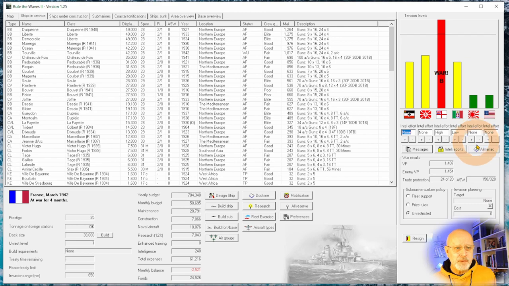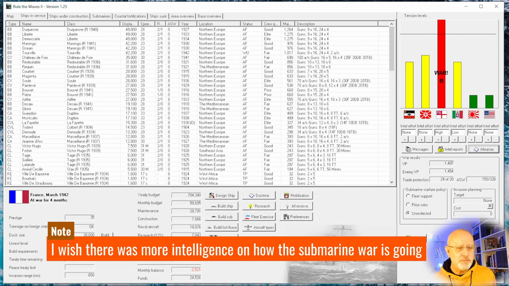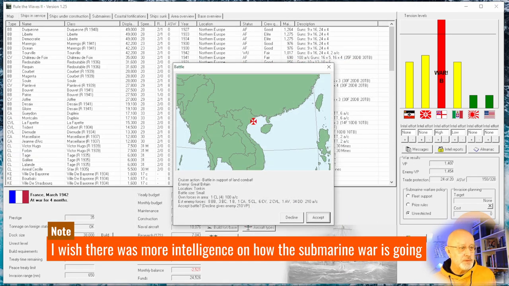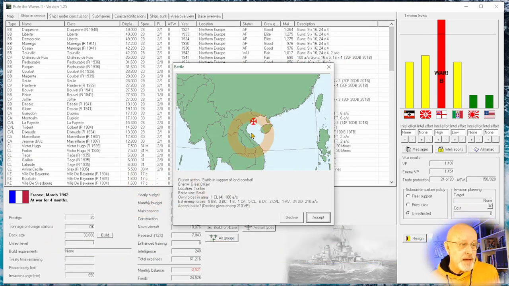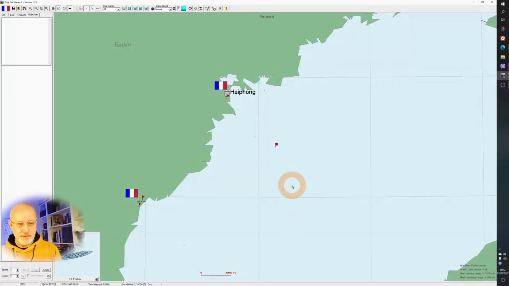I wonder, because I've got quite a lot of submarines now, 64, I wonder how that's impacting Britain at the moment. They have invaded in Southeast Asia. That is to be expected. I will be losing colonies, but let's see what happens over here.